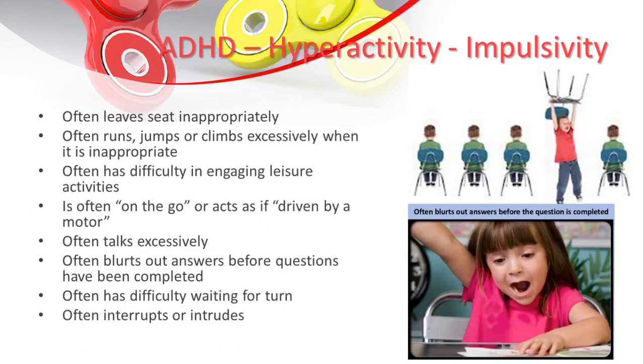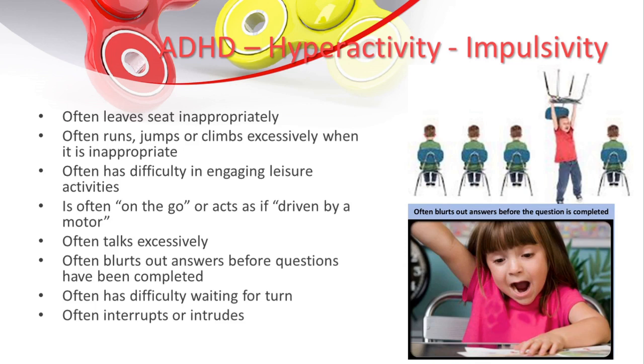ADHD children often leave the seat inappropriately. While in class, they often leave the seat, and they run, jump or climb excessively when it is not permitted. They often find difficulty in engaging in leisure activities, and they are often on the go. That means they are as if driven by a motor. They will always be moving or running or jumping, as if driven by a motor.